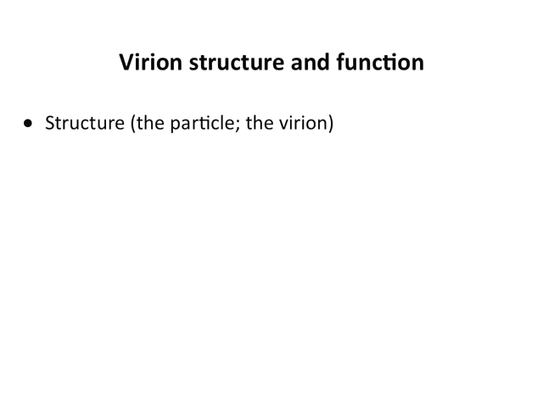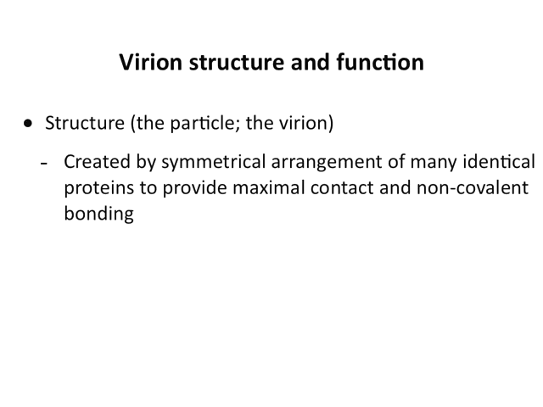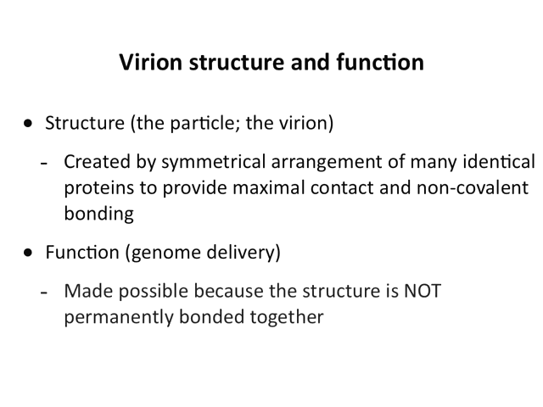So we're going to talk about the structure of the virion today, the structure of the particle, which is created by the symmetrical arrangement of very identical proteins to provide maximal contact and non-covalent bonding. So this is very important, symmetry and non-covalent bonding. Non-covalency allows you to take apart the virions to let the genome out. The particle has to deliver the genome, so that's one of its other functions. Structure is to maintain the genome and then to deliver it into cells.